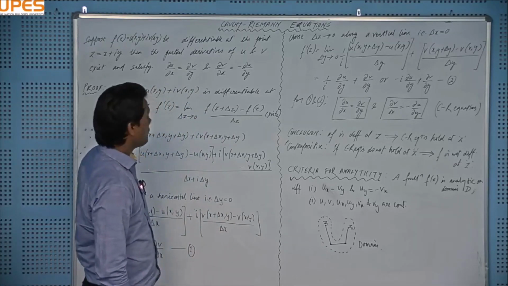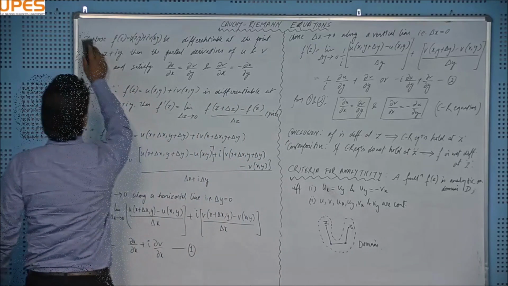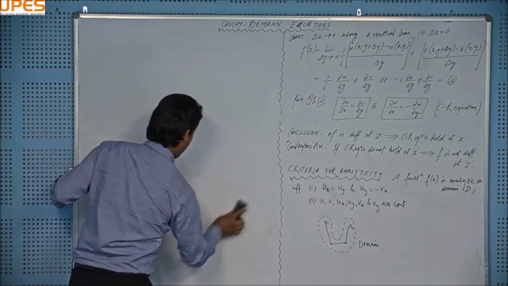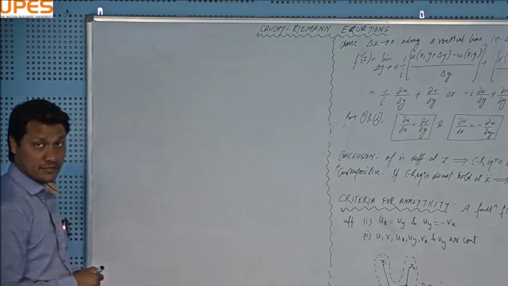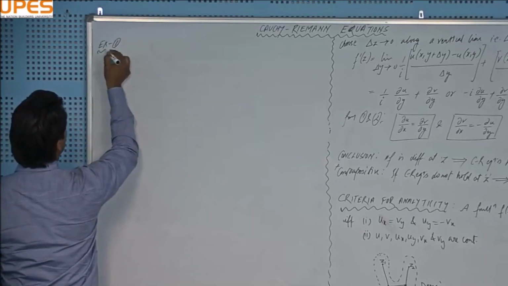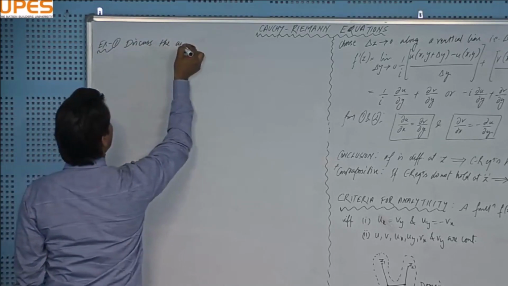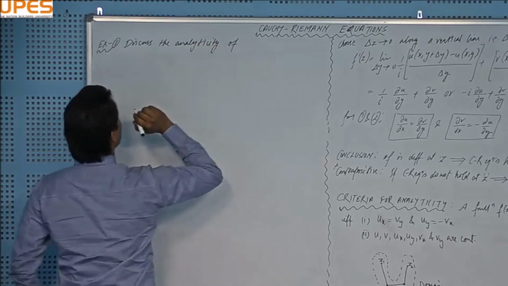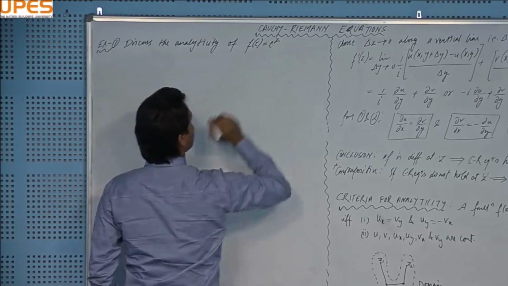Now I will move to the numericals, right? So I will take the simplest example of an analytic function. Example number 1. Discuss the analyticity of f(z) equal to e to the power z, right?